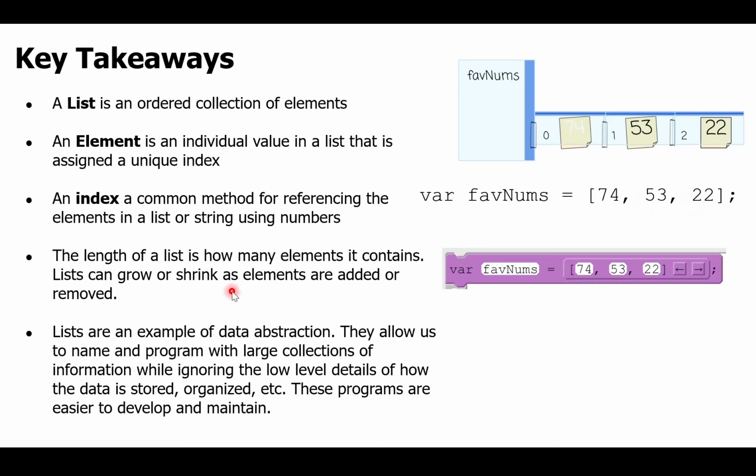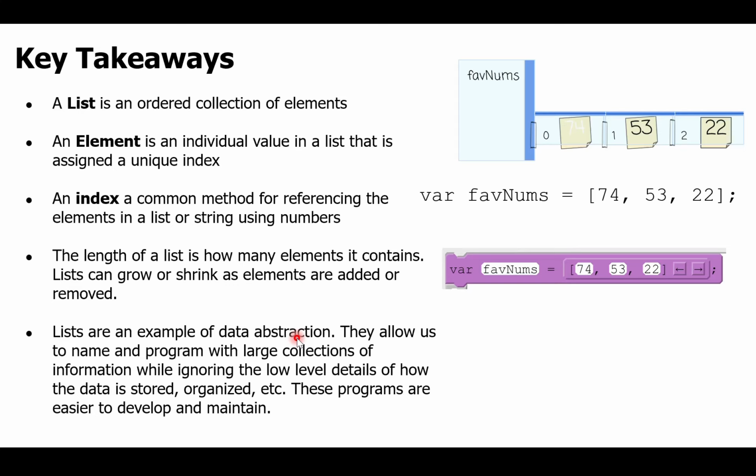The length of a list is how many elements it contains. You can grow and shrink it. And list.length - 1 will give you that last index. Lists are an example of a data abstraction. This is an important word. This word pops up quite a bit in our CS Principles study. This allows us to name a program with large collections of data, but we don't have to know about how it's being stored. They're easier to maintain, easier to develop.